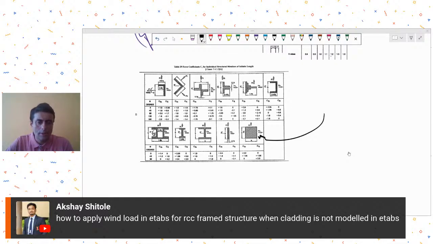Mr. Akshay Shitore is asking how to apply wind loads in ETABS for an RCC framed structure when cladding is not modeled. In that case, you could apply the wind loads on columns and beams as UDL loads. That is the best way to do it if you have not modeled the cladding. You apply the load in the manner in which it is going to get transferred on the structure, and then apply those loads as UDLs. Good.